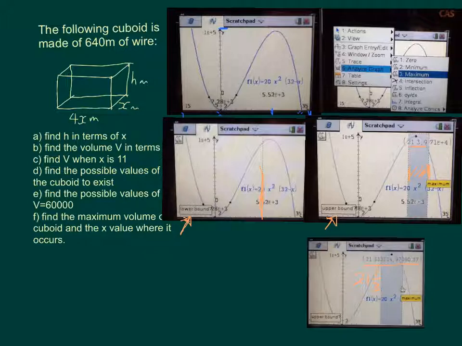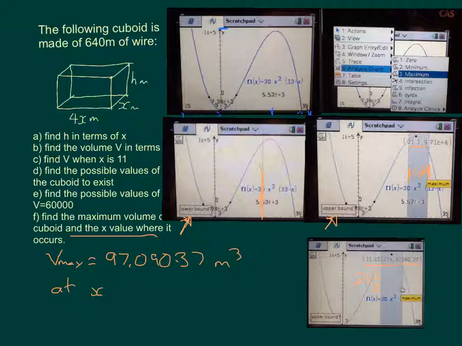97,090.37. So that means that the answer to our question is the maximum volume is equal to 97,090.37, and it's in cubic meters. And the x value where it occurs, so that happens at x equal to 21 and a third.